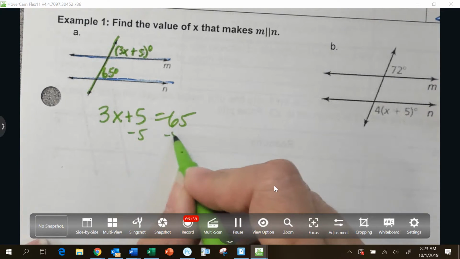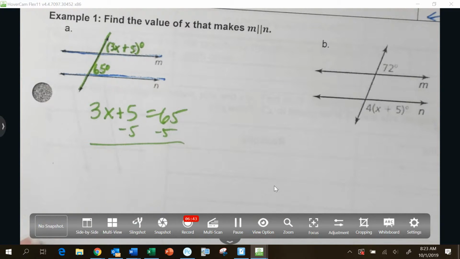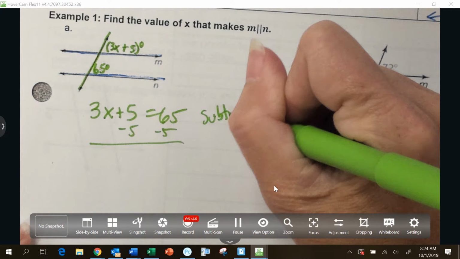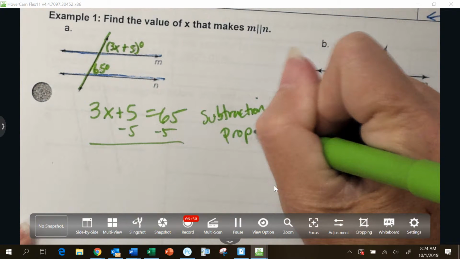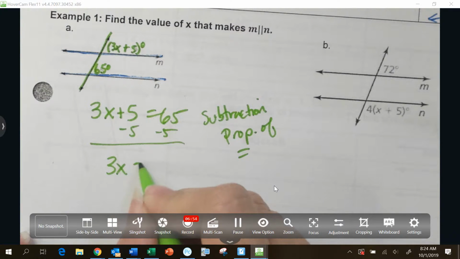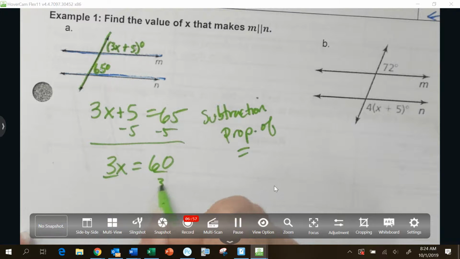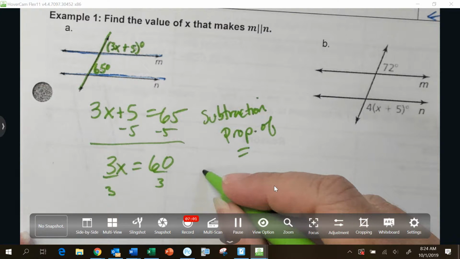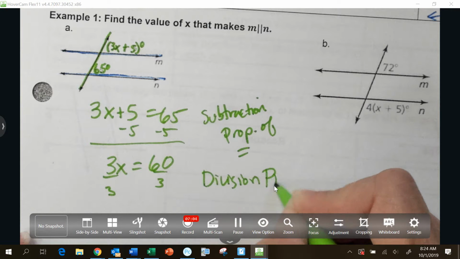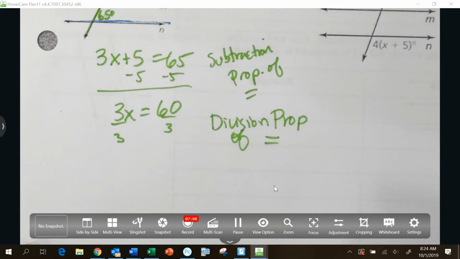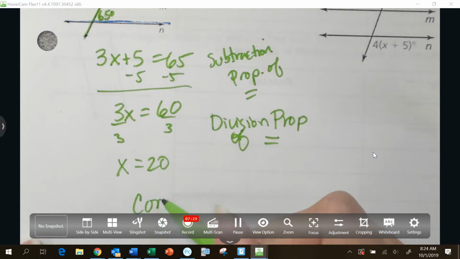I'm going to subtract 5 from both sides. What property is that, by the way? Subtraction property of equality. We're going to get 3x equals 60. Divide by 3. What property is that? Division property of equality. X equals 20. And we're done. So which converse theorem did we use? What's it called? Austin, what's it called? Corresponding angles converse. Perfect.